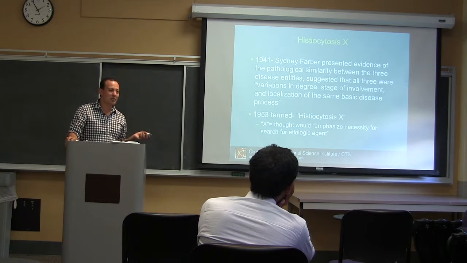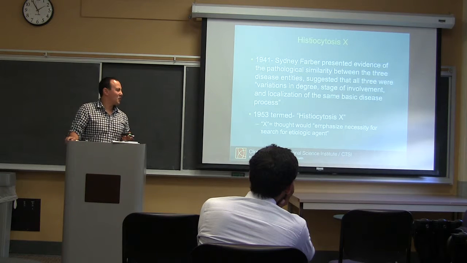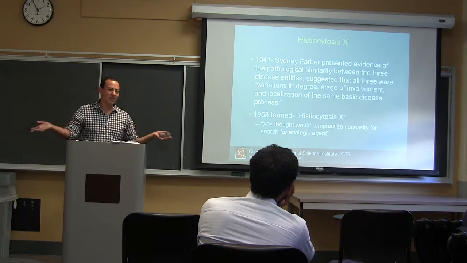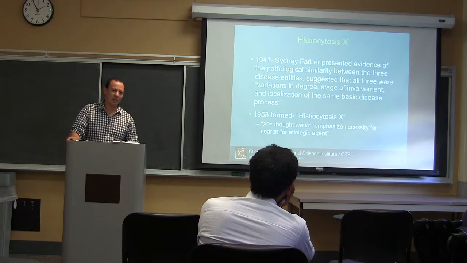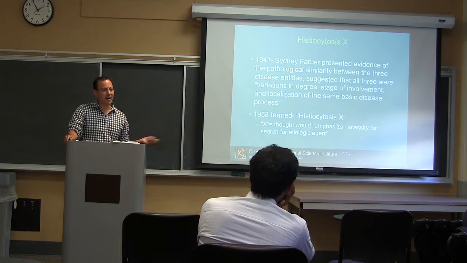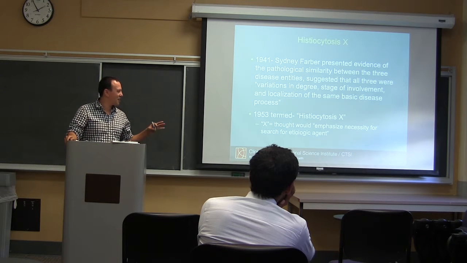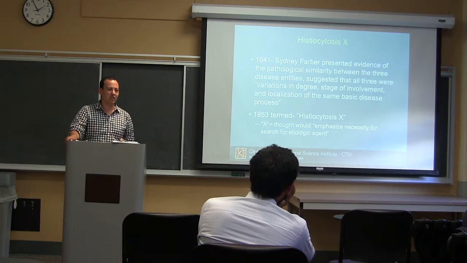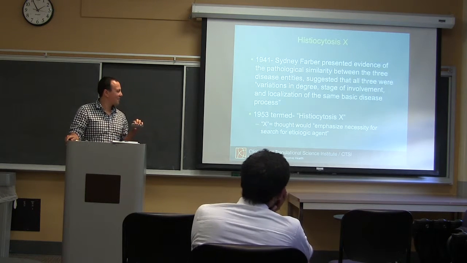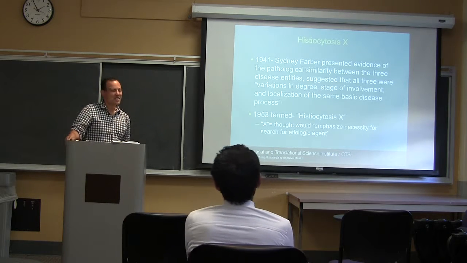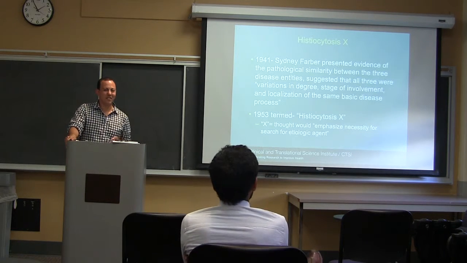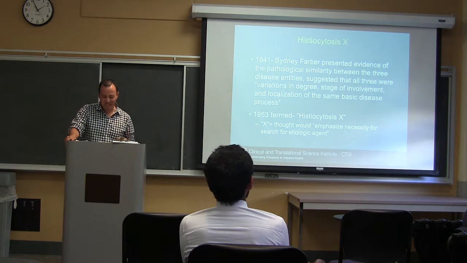So finally, I think in 1940, everyone started putting this together. It was actually Sidney Farber over in Boston, who at a conference put forward evidence that all this stuff looks the same under the microscope. So maybe this is the same thing, just different presentations. It didn't really catch on for 10 years, and then they decided, okay, we'll name it histiocytosis X, which maybe some of you have heard about, because that's still thrown around a bit today. Interestingly, the X is thought to emphasize the necessity for the search for the etiologic agent. It's an interesting historical aside.